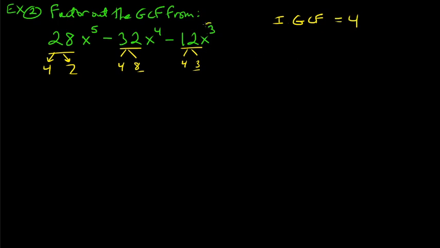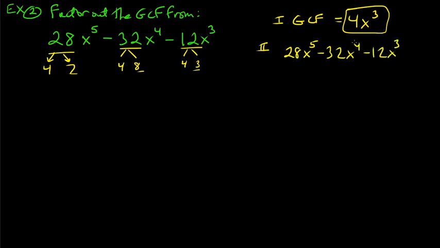And then the smallest power of x is 3, so 4x cubed is the GCF, right? So step 2, you just have to divide 28x to the 5 minus 32x to the 4 minus 12x to the 3, all divided by 4x cubed. And at this point, I'm sure you can do this in your head, right? You don't have to write out each term separately. So write 28 divided by 4 is 7, and then 5 minus 3 is 2.